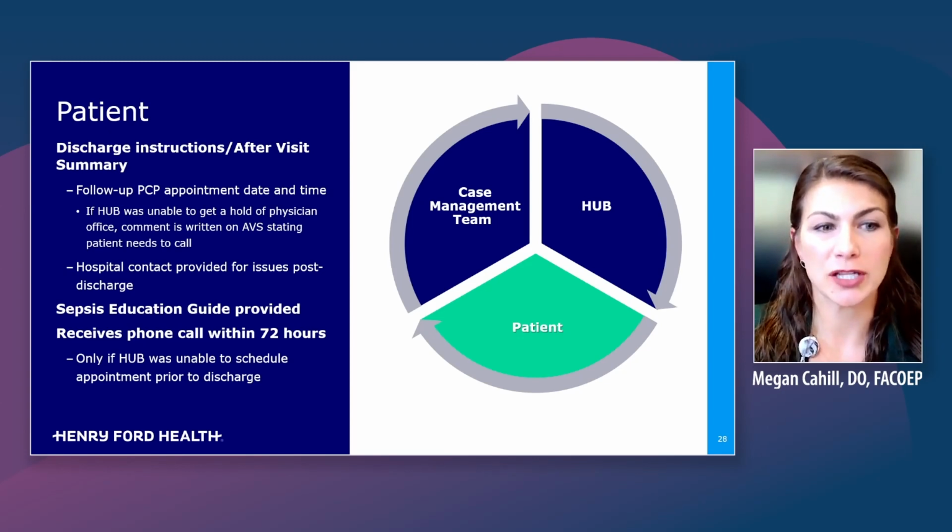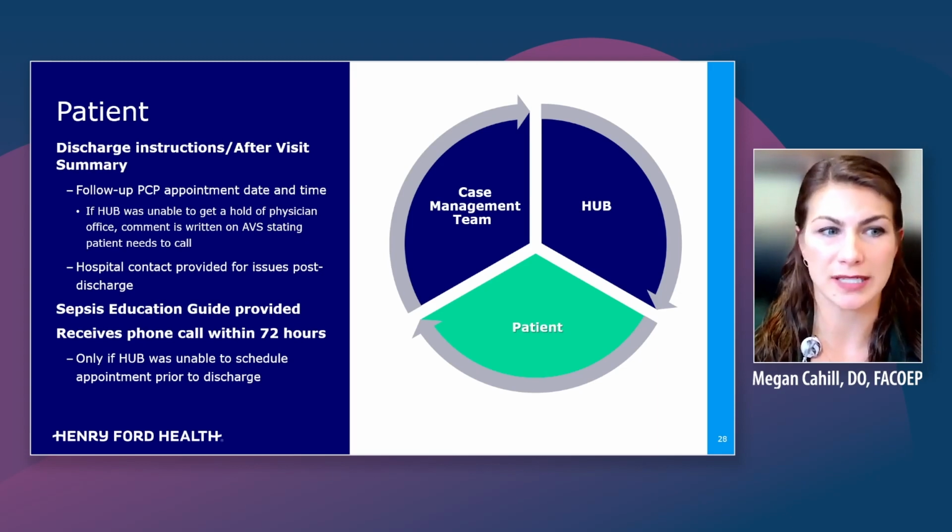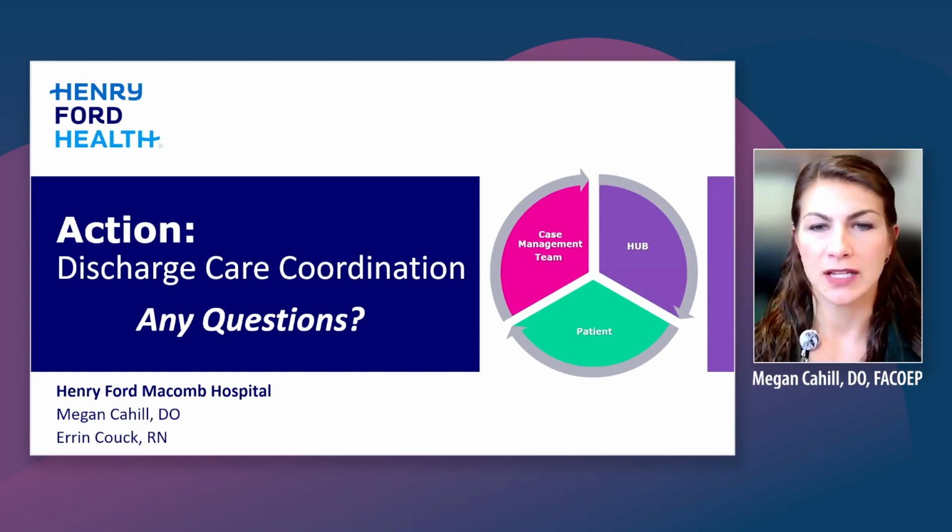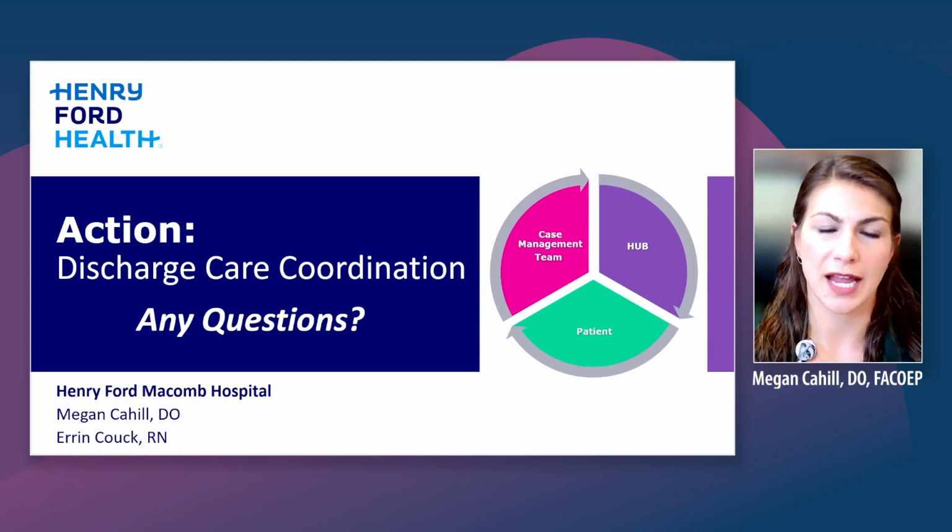And then the patient themselves will receive a phone call within 72 hours from the hub if they were unable to schedule that appointment prior to discharge, to reconnect with that patient and see what additional support they may need. Next slide. So this is a really quick overview of how those three elements all work together.